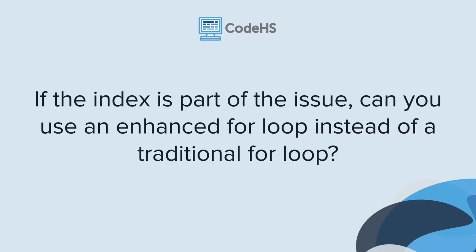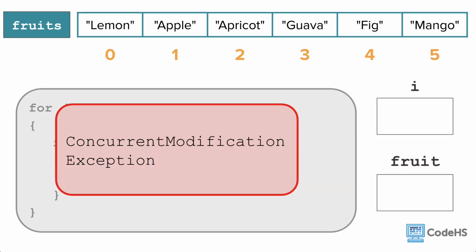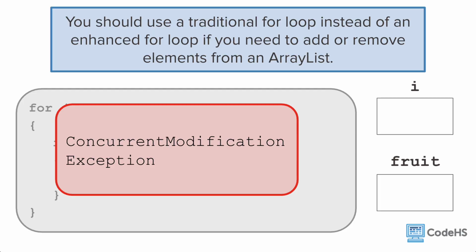What about an enhanced for loop? If the index is part of the issue, can you use an enhanced for loop instead of a traditional for loop? You might think that this enhanced for loop would solve the issue, but it will actually end up with a concurrent modification exception error. This error occurs when an array list is structurally modified while it is being iterated over. With this in mind, you should use a traditional for loop instead of an enhanced for loop if you need to add or remove elements from an array list.